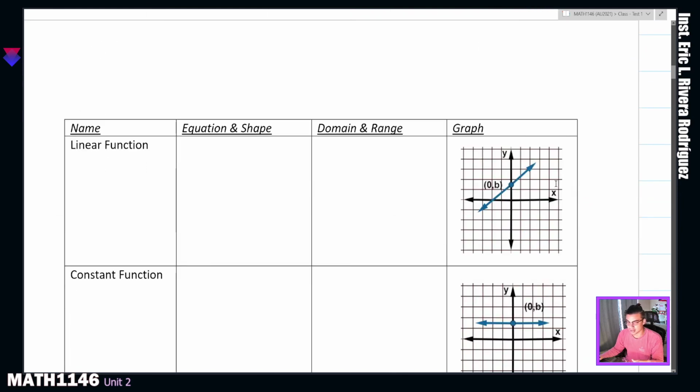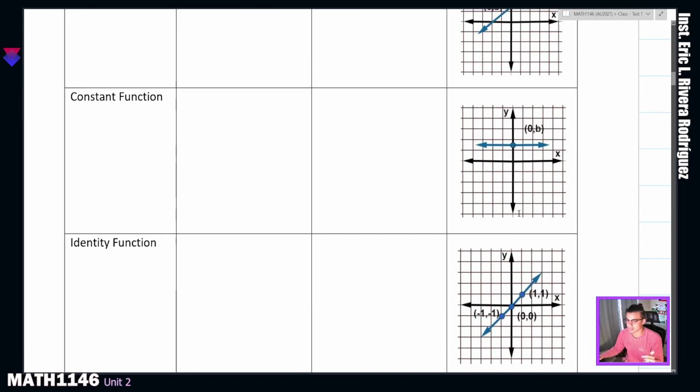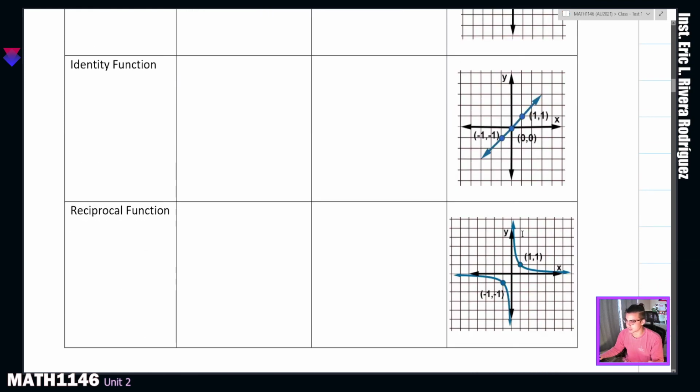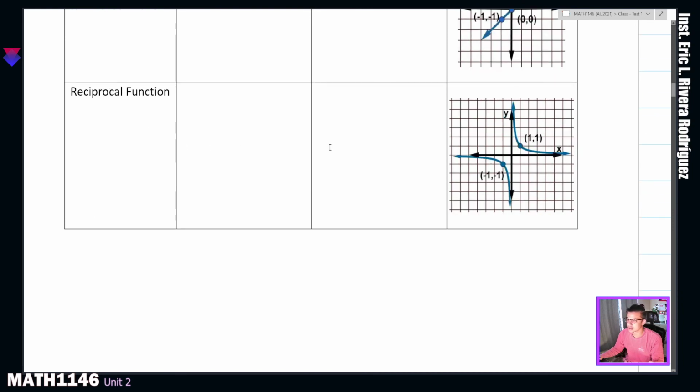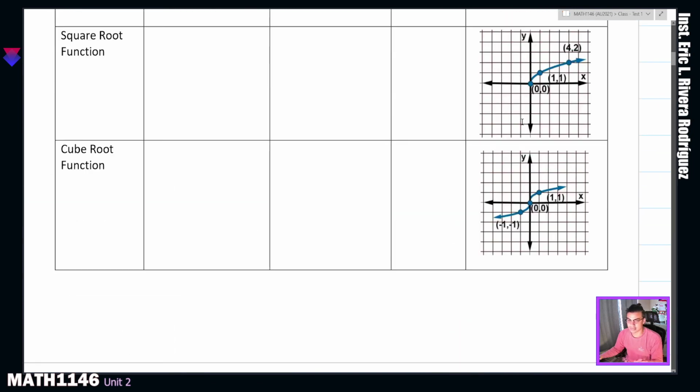To draw a line, we only need 2 key points. A constant function, just 1 point. The identity function, also 2 key points. Reciprocal function, here I think it will be between 4 and 6. All right, so that's the first table.